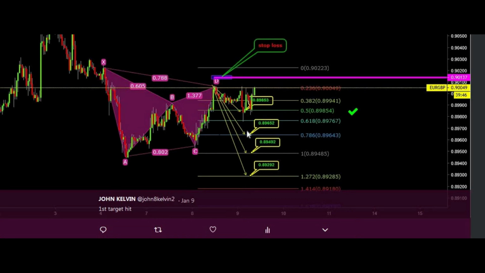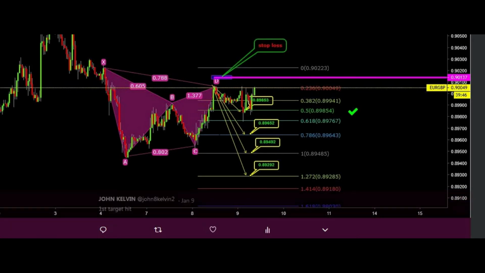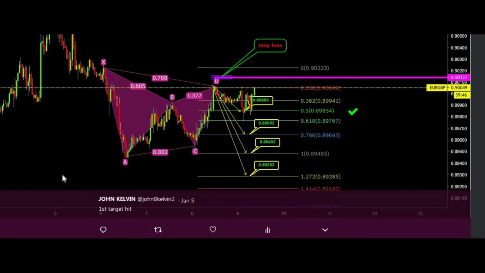So we have the price moving down back to test the 0.5 and tested the 0.618. So if you know how to use the Fibonacci retracement ratio to calculate this, it is very, very easy for you to trade. And most importantly, use your stop loss, which should always be right at the X leg.